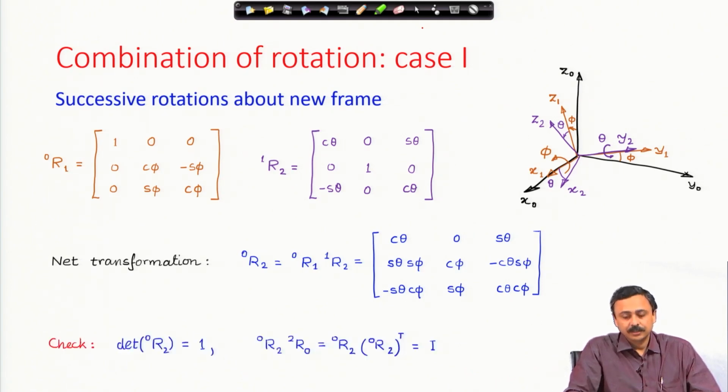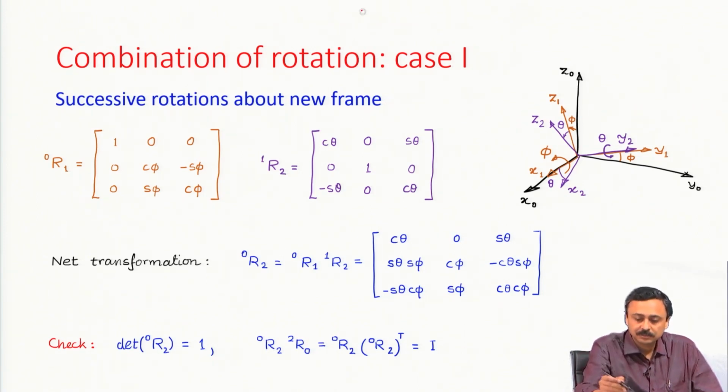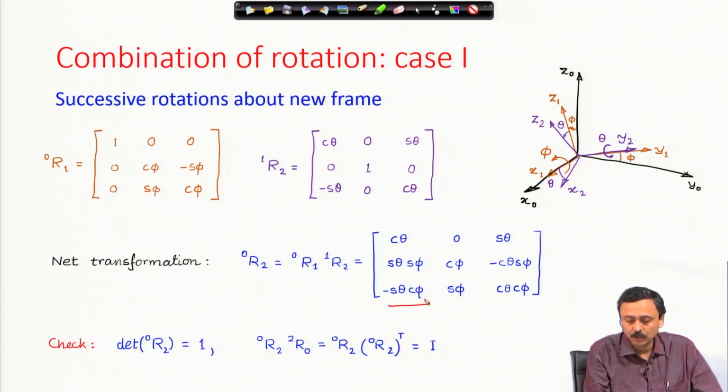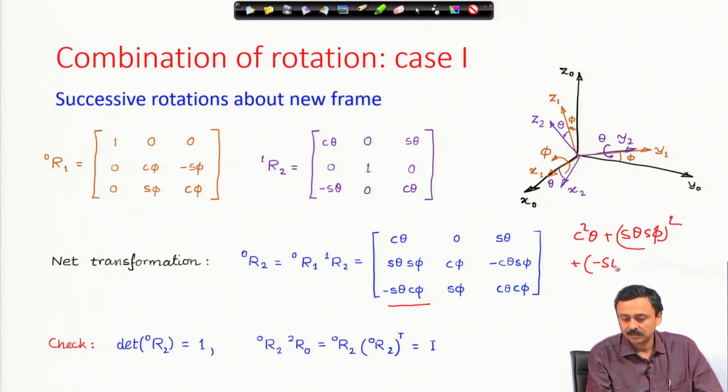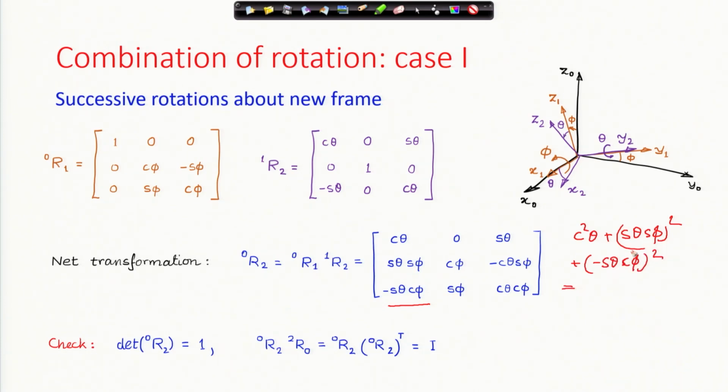You can again check what the determinant is. You can check whether they are orthonormal. For example, if I take the dot of this with itself, I get cos squared theta plus (sin theta sin phi) squared plus (minus sin theta cos phi) squared, and that will turn out to be, here I will get sin squared theta, and here I will get sin squared phi plus cos squared phi, which is 1. So, this I will get 1.